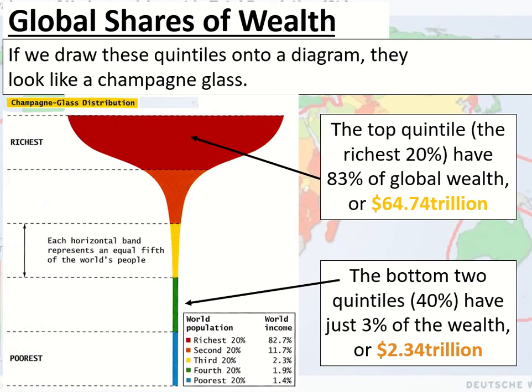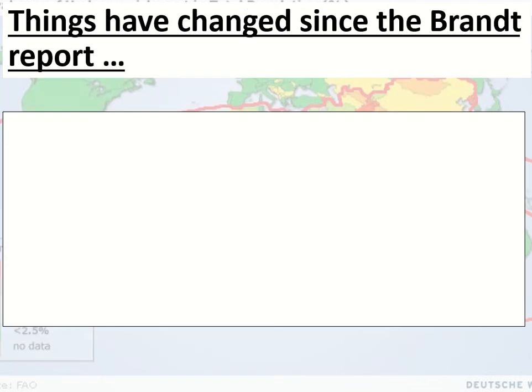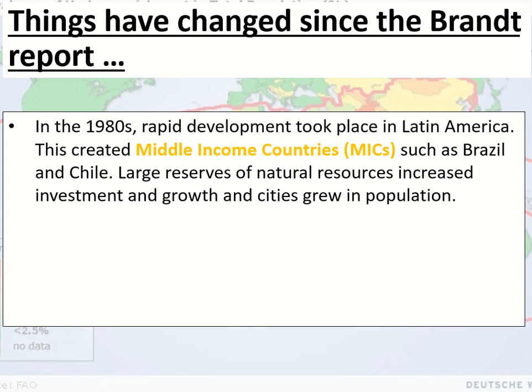Okay, I'm just going to move on to the next bit. So obviously we know that things have changed since the Brandt report, because I've been hinting at that for this session anyway. In the 1980s, rapid development took place in places like Brazil and Chile as well. We'll talk about China in a second, but the countries that started to have rapid development for one reason or another, places like Brazil and Chile, became middle income countries. So a new category was formed.